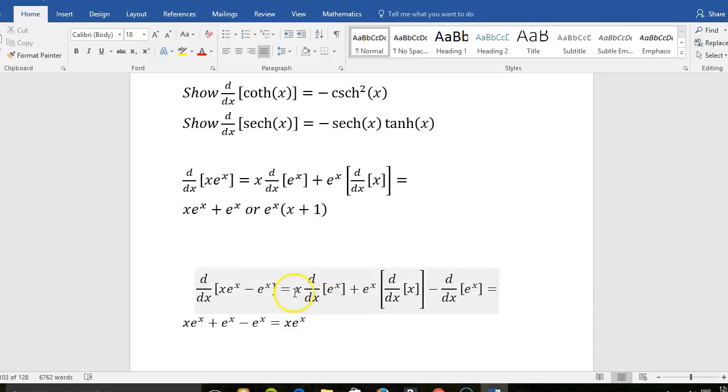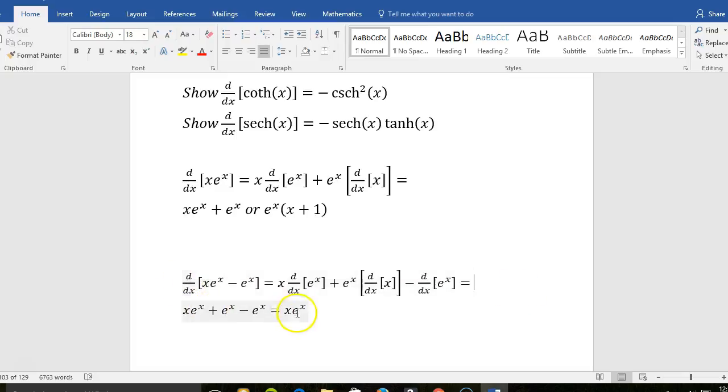Now remember, d by dx of e to the x is just itself, e to the x. So we have x times e to the x, then plus e to the x times 1, but that's just e to the x himself. And then minus e to the x again. The derivative of e to the x is e to the x. But hey, lo and behold, we got a plus e to the x here and a minus e to the x. So these are going to cancel. And that just leaves x e to the x all by himself. So there's that, and we're done.